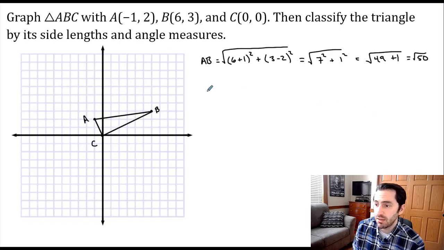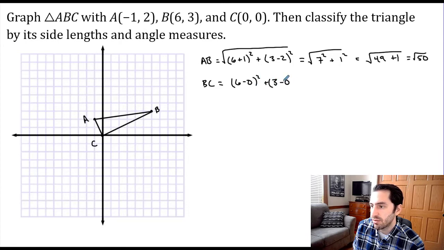So now let's find the length of BC using the same process. So we're going to do the distance formula again. So we have subtracting the x values, 6 minus 0 squared, subtracting the y values, 3 minus 0 squared.